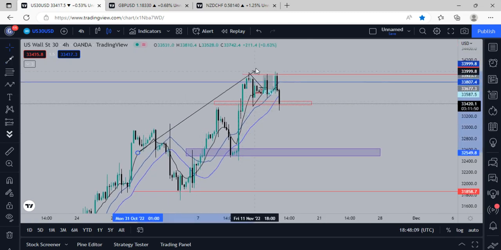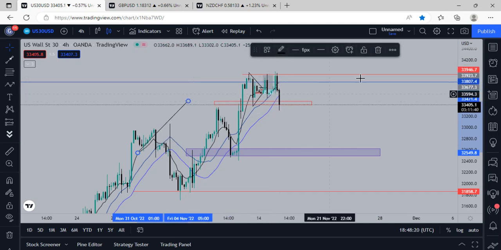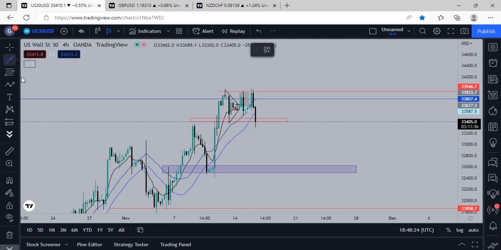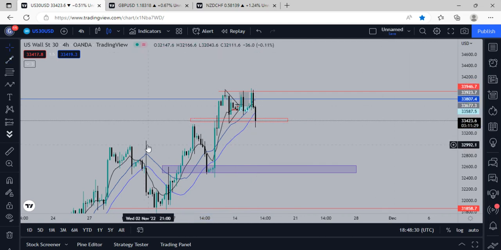Notice how price bought, okay, then came back down again, rejected. Bought, then came back down again, rejected. Bought, then came back down again, rejected. So this is now like an important level of resistance because price is failing to break this level and now has started selling, okay. That is our resistance level.